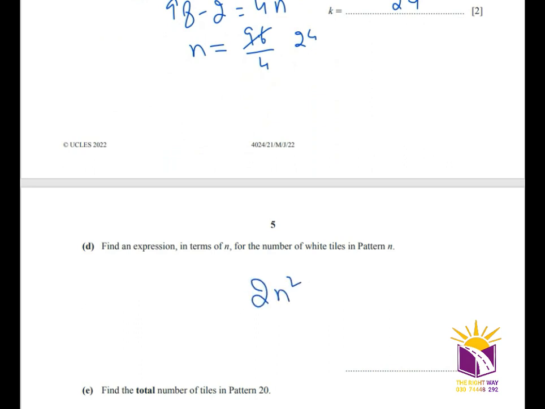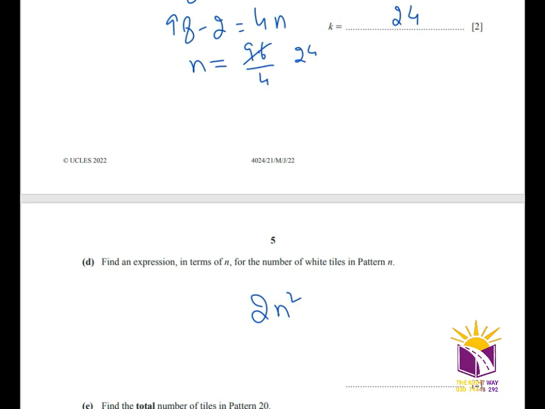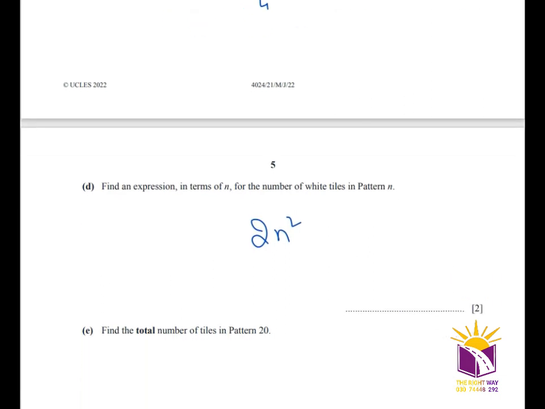2n square. For this you have to remember that whenever you are to find any pattern which is not an arithmetic pattern like the previous one for the gray tiles, you are going to draw the table, and in the table you are going to add n square, n cube, and check whether any of those could be multiplied or added or subtracted to get your answer or not.